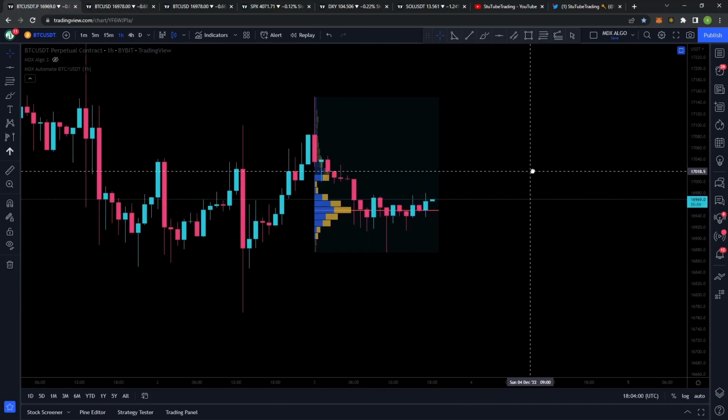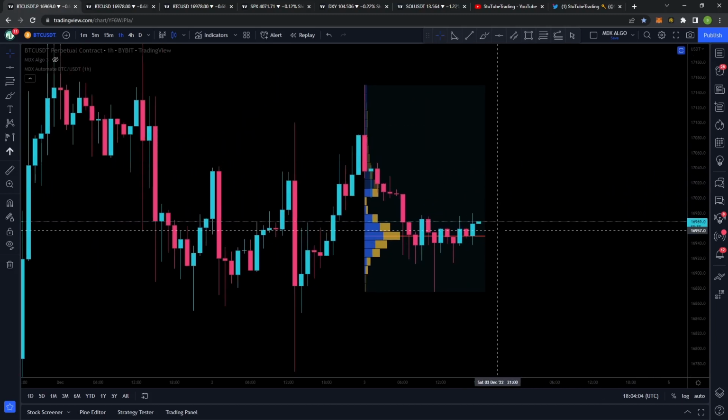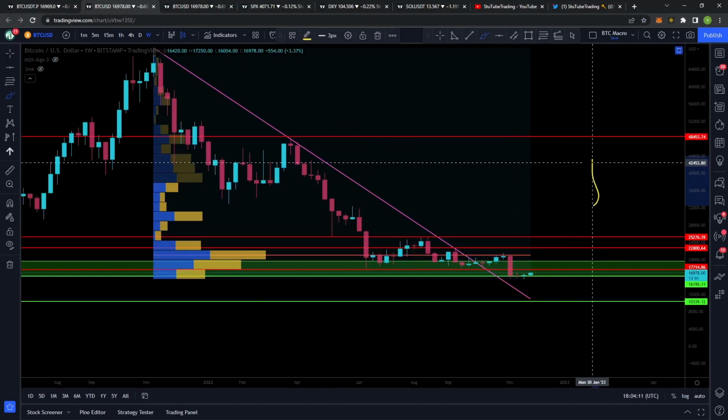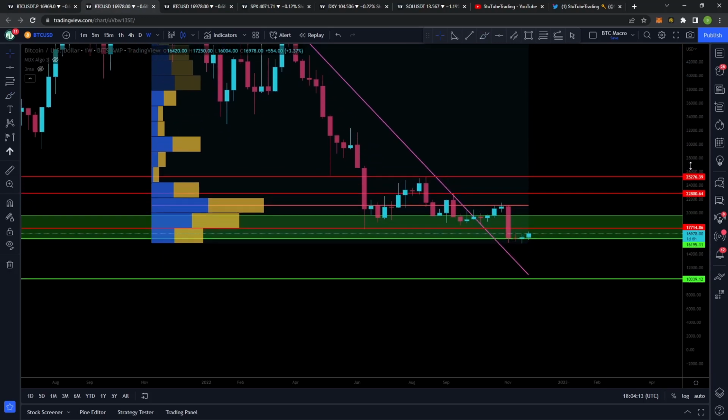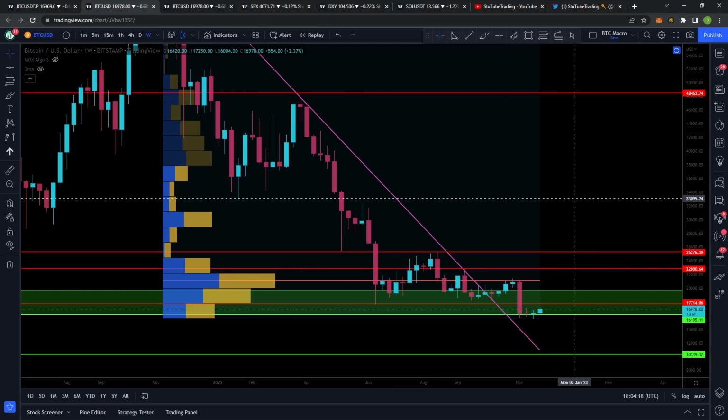Oh, look at that hourly. Found some support right on top of that. Interesting. Yeah, that's a cool tool. I'm going to have to start using that way more. Thanks for that little lesson. Cool.